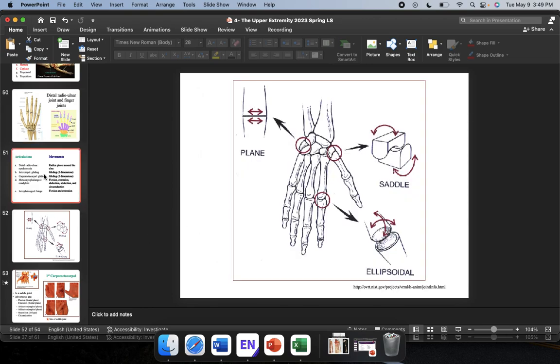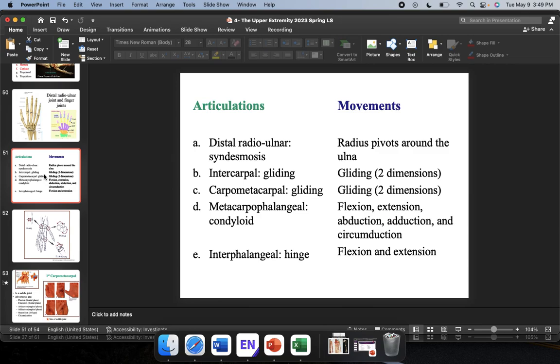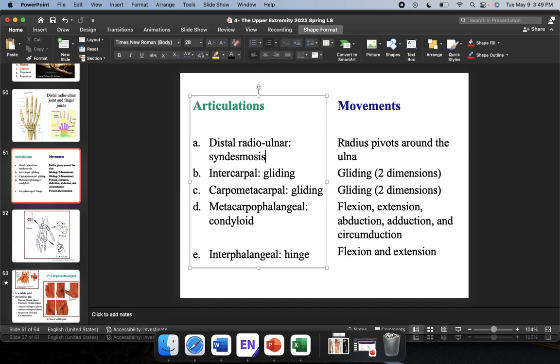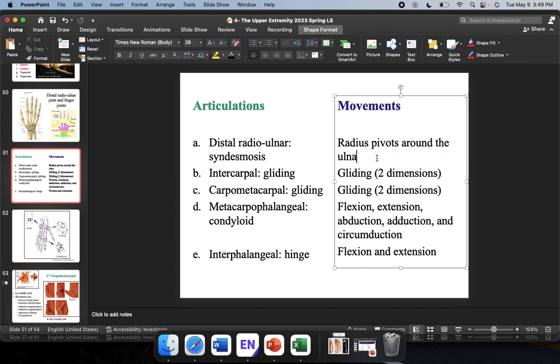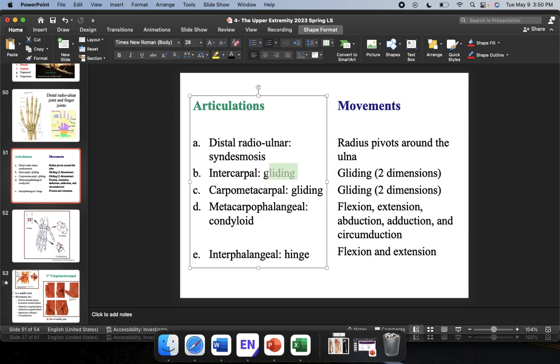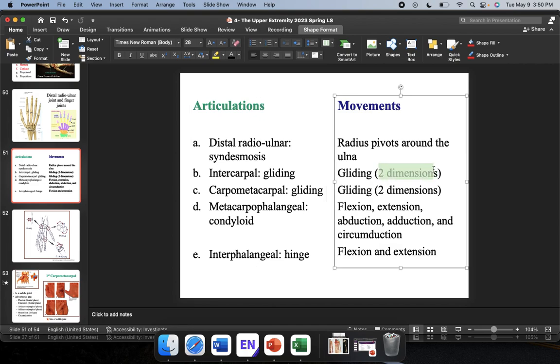And then moving down, a review slide here just of the articulations and movements of the wrist. We're going to have the distal radioulnar syndesmosis, with the radius pivoting around the ulna, and if you pronate and supinate your wrist, you can try to visualize what's happening there. We have our intercarpals, which is a gliding synovial joint. We can glide our intercarpals in 2 dimensions, flexion and extension, and ulnar and radial deviation. So the 2 dimensions are the sagittal and the frontal plane.